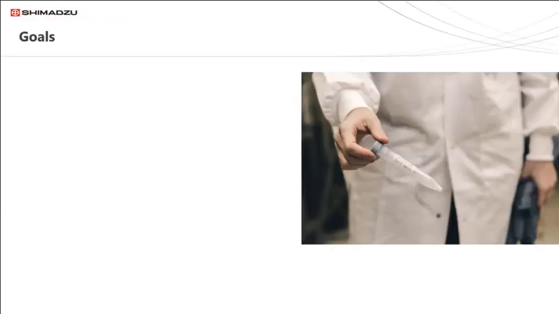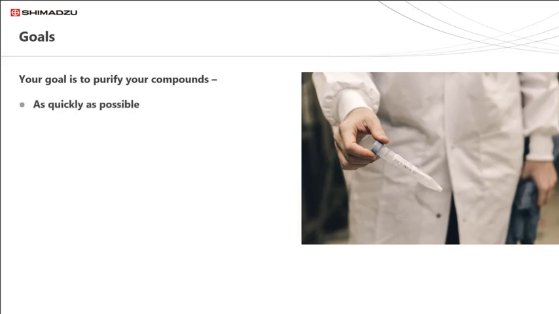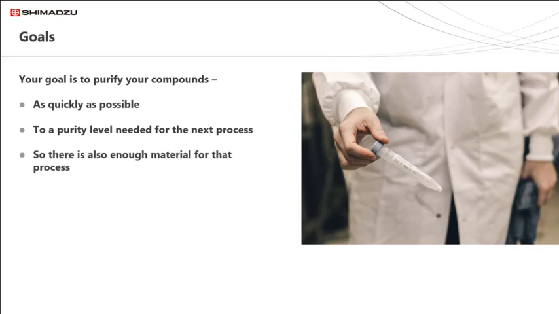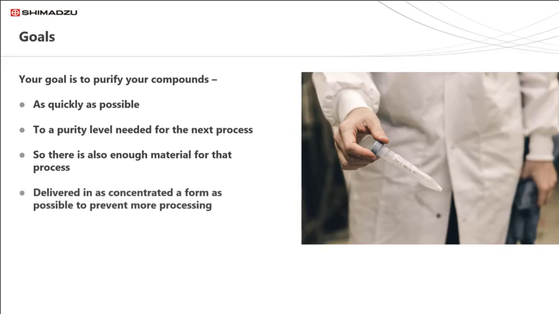Your goals for purifying your compounds will be as follows. You want to purify them as quickly as possible. You want them to be pure to a level that is acceptable for the next process. You want there to be enough material for that process. You want them to be delivered in concentrated form so that they're ready for the next process. And you want that to be done with a package which is easy to use, reliable, and rugged.